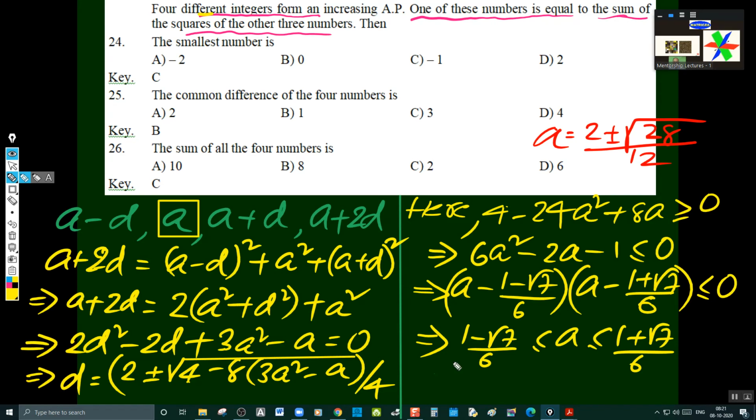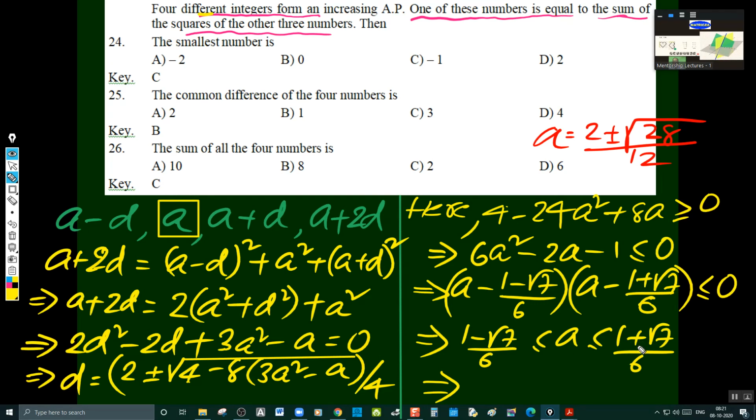Since a is an integer, it is given. Just check the passage there. What is the integer lying between these two numbers? It is clear. It is less than 1 and greater than 0, and greater than minus 1 and less than 0.